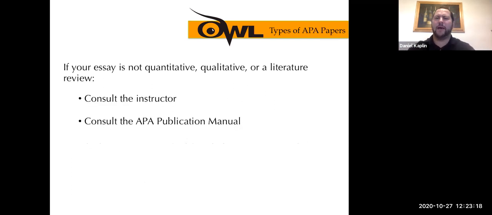Now, what happens if you're assigned a paper from a psychology professor and it's not clear how to do it because it's not a quantitative report, qualitative report, or an extensive literature review? The best thing you could do is first consult your professor, ask them, what do you want me to do? That can be very helpful. Then, if you don't get guidance, always consult the APA manual, because if you follow the manual for style and form and the general principles, it's hard for the professor to take points off.